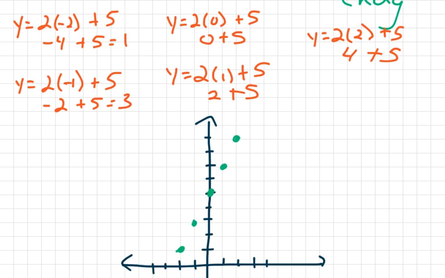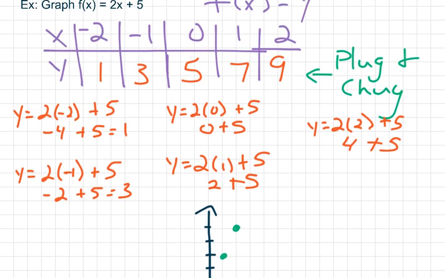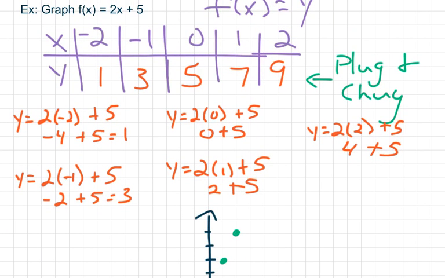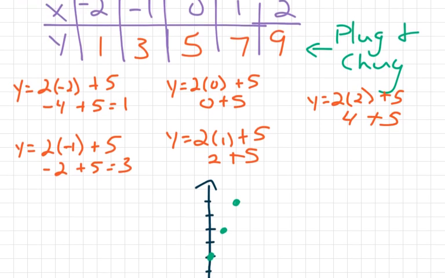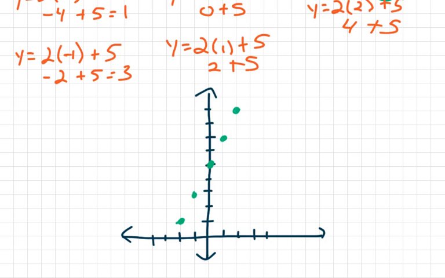Now the question becomes, do we need to draw the line? Are these the only x values we could possibly pick? I hope that you realize the answer there is no. We could choose different x values. We could choose a bunch of x values in between 0 and 1, or between negative 2 and negative 1, or between 1 and 2. Okay? There are so many x values that you could choose, you'd never be able to list them all out.